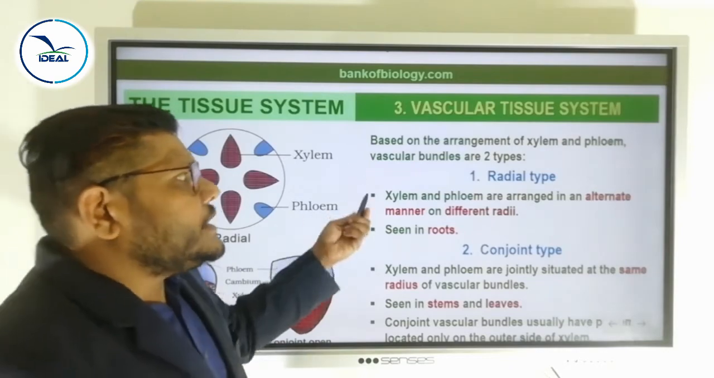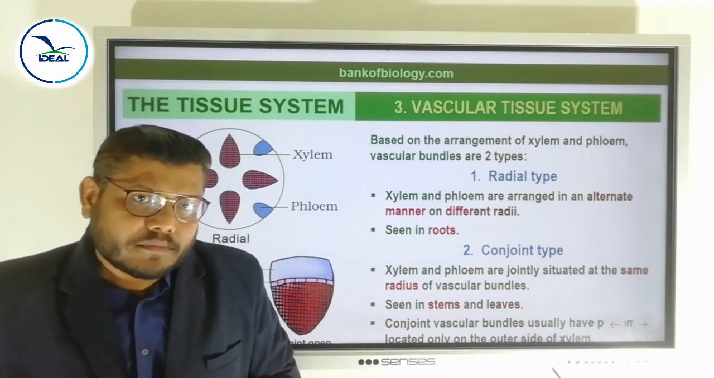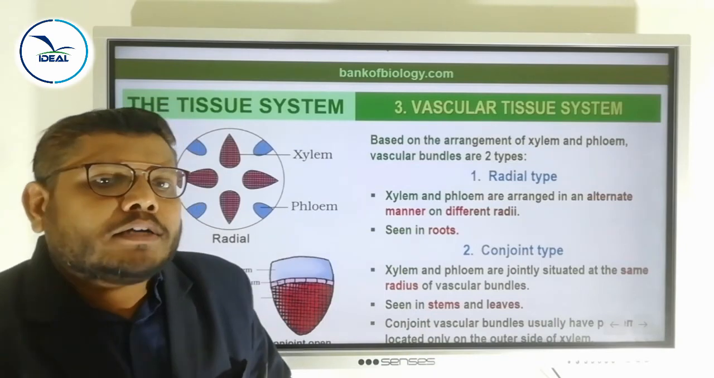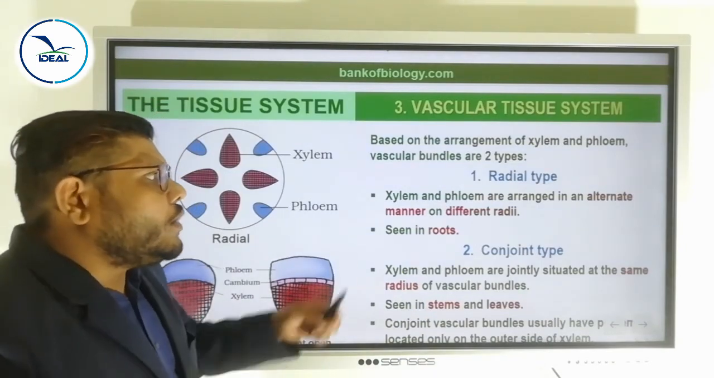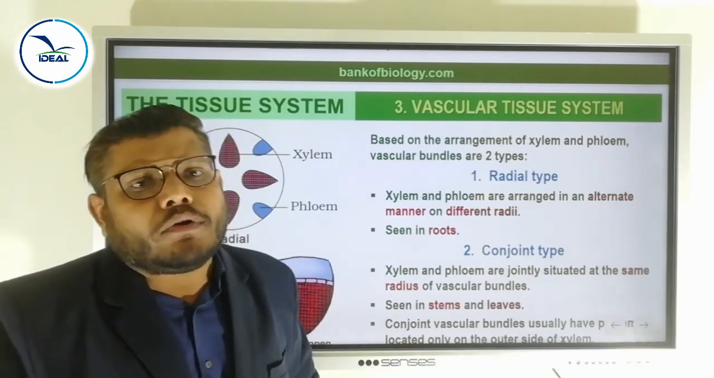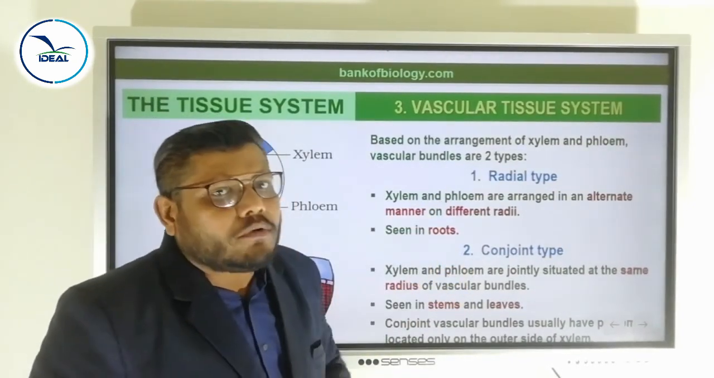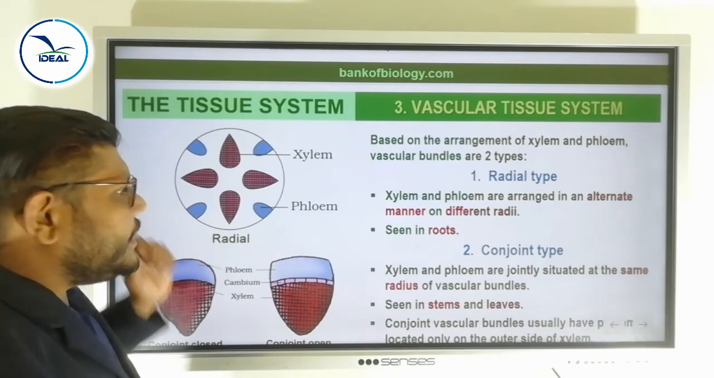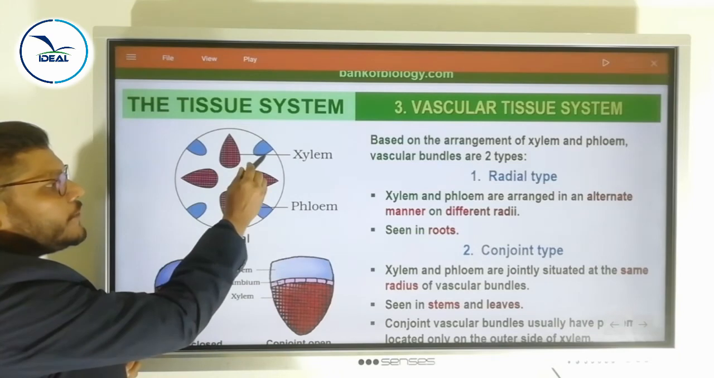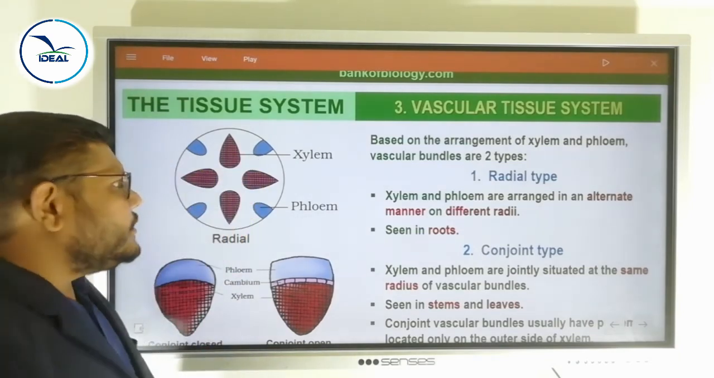The next one, based on the arrangement of xylem and phloem in a vascular bundle. Based on the arrangement of xylem and phloem, vascular bundles are classified into two. One is called radial vascular bundle, another one is called conjoint vascular bundle. What we call radial vascular bundle and conjoint vascular bundle. What do you mean by radial vascular bundle? Look at this picture. Radial vascular bundle, xylem and phloem arranged in an alternate manner on different radii.